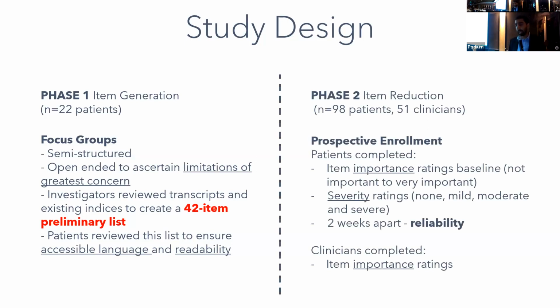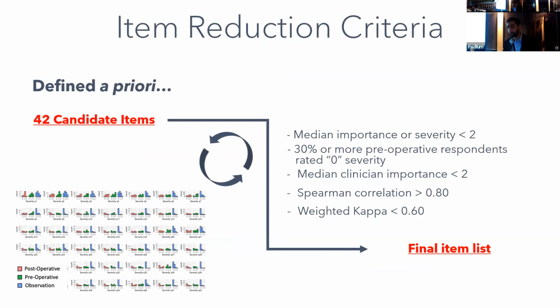In phase 2, we prospectively recruited 98 patients and 51 spine surgeons. Patients completed review of this item list for importance and severity. So they would rate their own symptoms, and they were on the whole spectrum of DCM, where some were in an observation state, some were in a preoperative state planned for surgery, and some were postoperative. And they performed this assessment 2 weeks apart to allow us to assess reliability. And clinicians completed the list as well and ranked items based on importance.